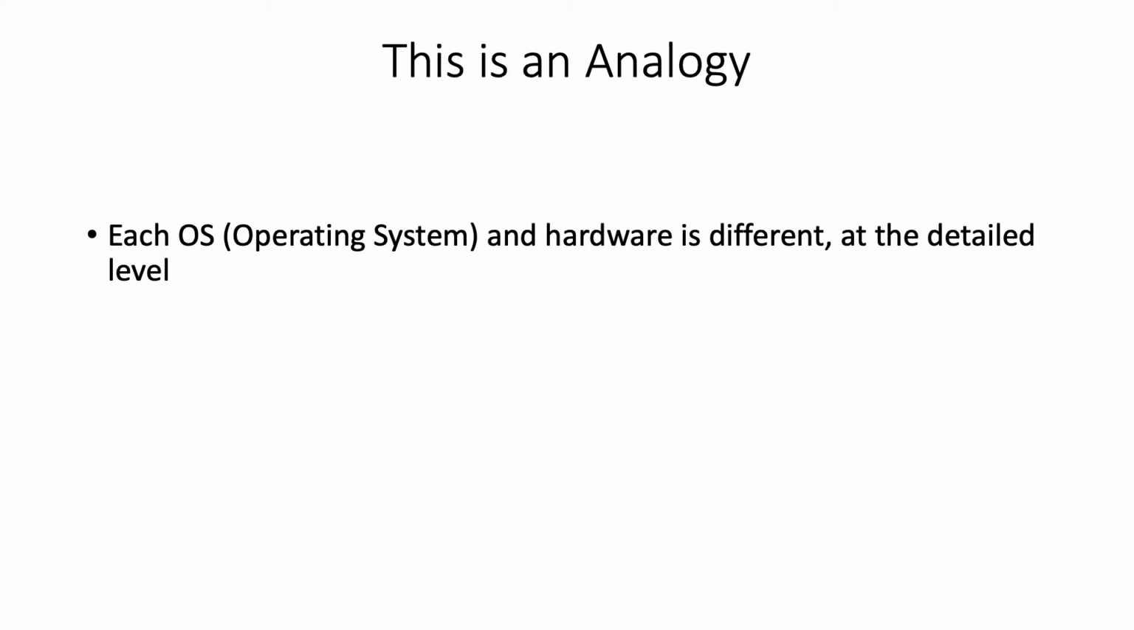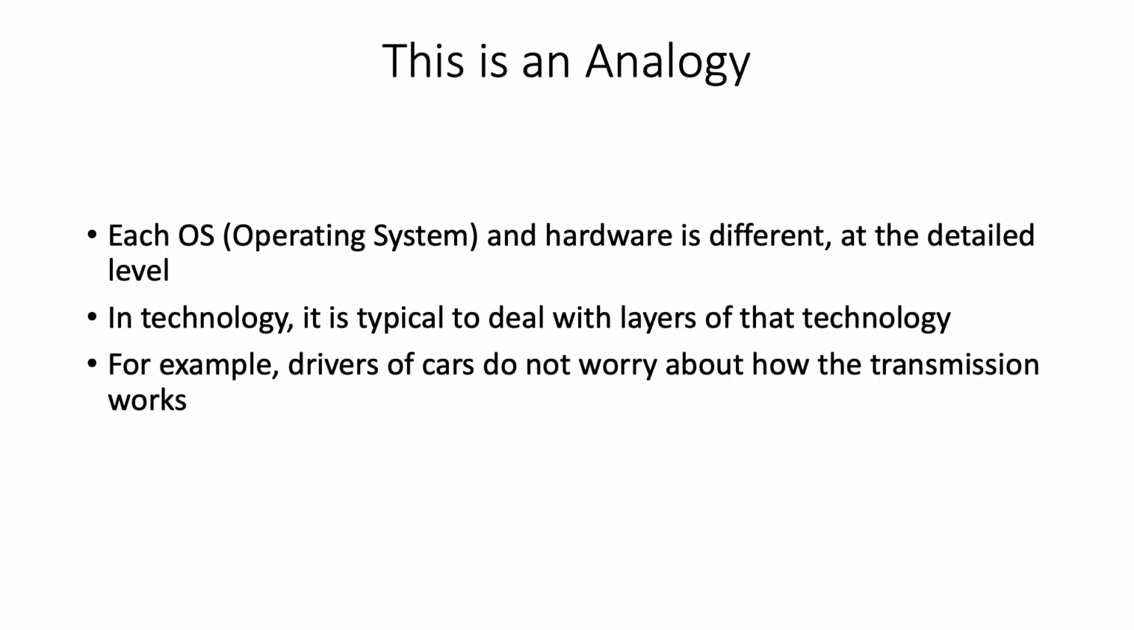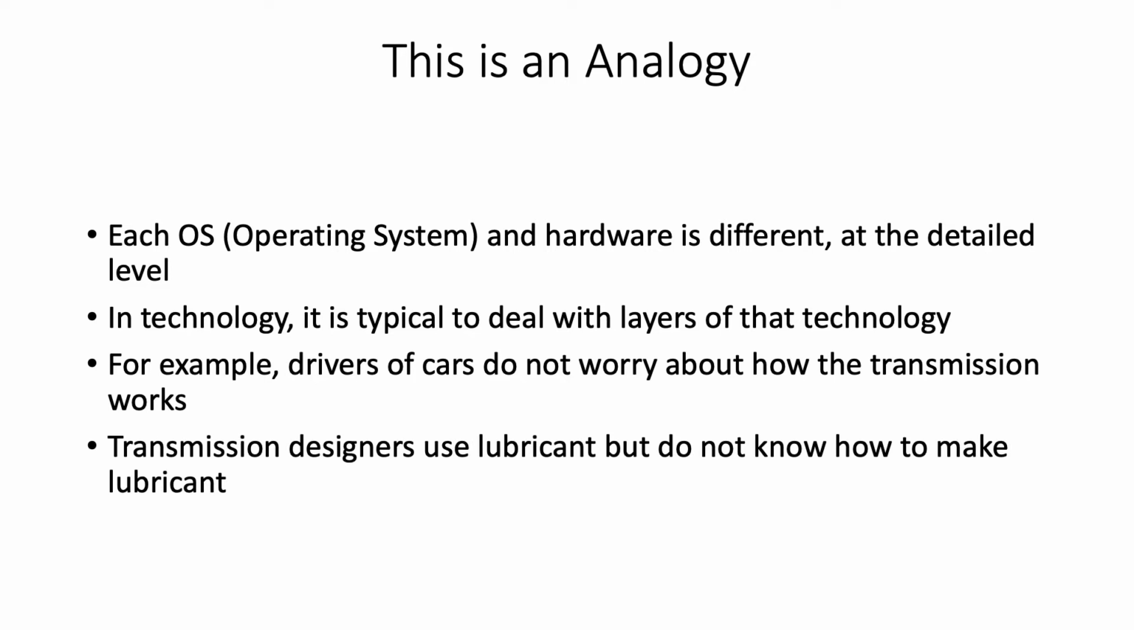Okay, I know that this is an analogy, and each OS or operating system and the hardware is different at the detailed level. But in technology, it's typical to deal with layers or levels of that technology, so that the driver of a car doesn't worry about how a transmission works. They just know that when they put it in D, it's drive and it goes forward. They trust the designer of the transmission to know how to design the transmission so it'll work. The transmission designer uses lubricant, but he doesn't know how to make the lubricant. He just trusts the people at the petroleum company to make the lubricant. That's an example of layers of a technology.